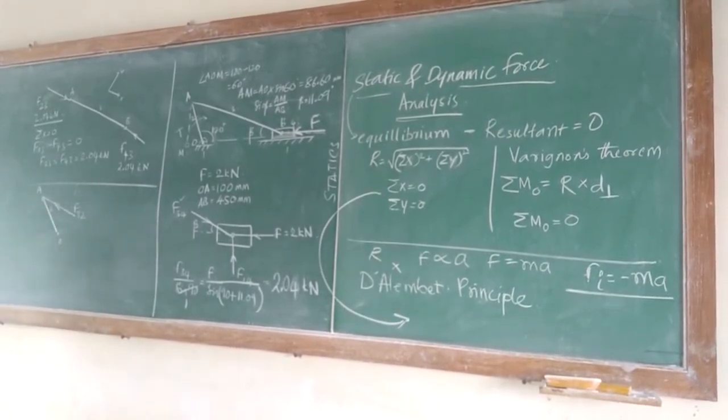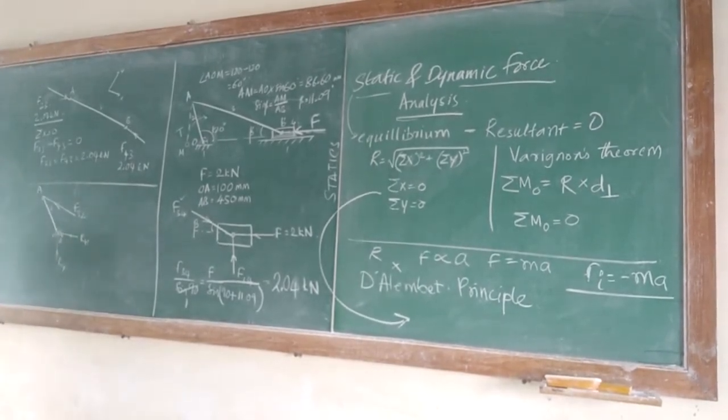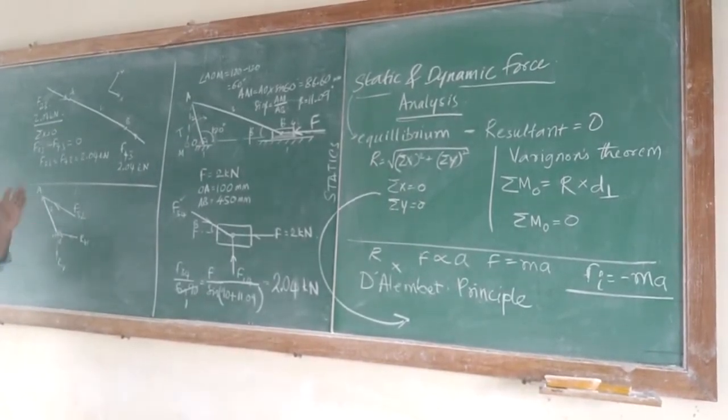Now, what are the other forces acting? F62. Is there any other force that will act? This point is fixed. It's a hinged point. So, whenever you get a hinged point, you get how many reactions? Two reactions. One is vertical, another is horizontal.